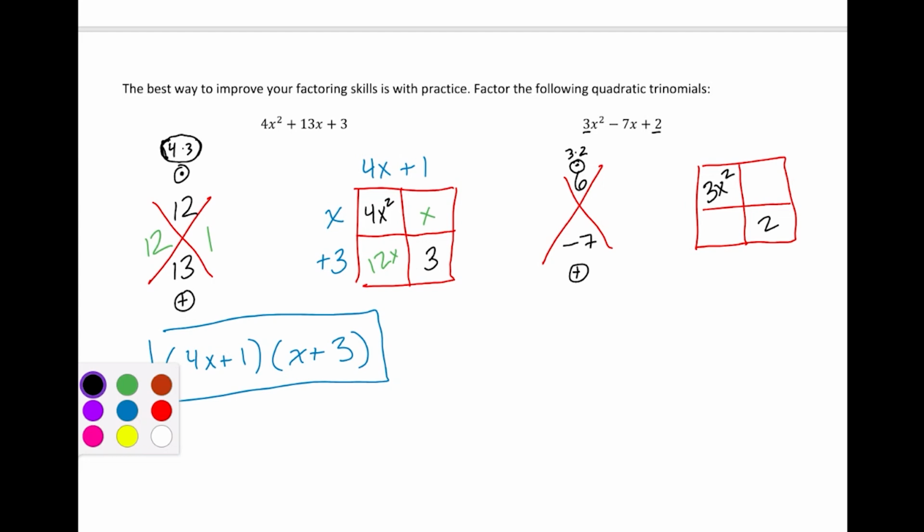So if I'm multiplying to a positive number, but adding to a negative number, that means both numbers have to be negative. So here, the combination would be negative 6 and negative 1. Those two numbers multiply to give you positive 6 and add up to negative 7. So the two numbers in those two boxes need to be negative 6x and negative 1x.